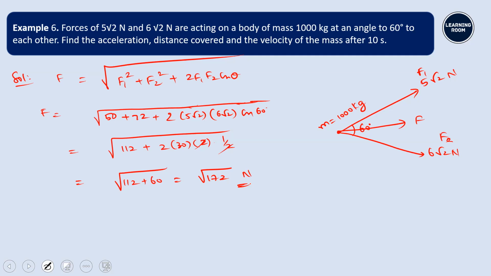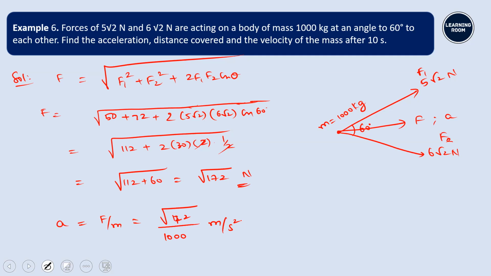Right. So the resultant of these two forces is going to give you root 172 Newton. So with the help of this, I'll be able to find the acceleration. So what is the acceleration taking place in the horizontal direction, that is along the direction of the resultant? So how much is it going to be? A will be equal to F by M, that will be root of 172 divided by M, which is 1000. So these many meter per second square will be the answer. That is with respect to the acceleration.